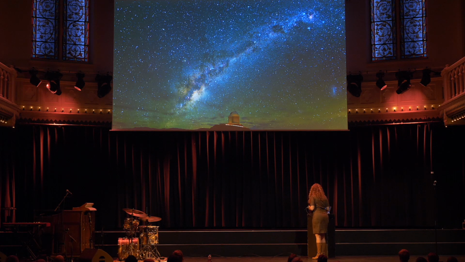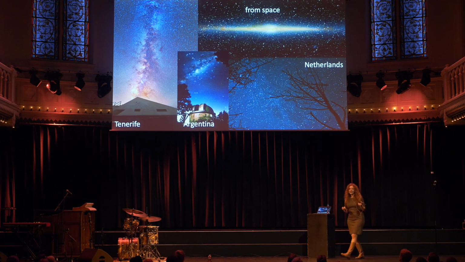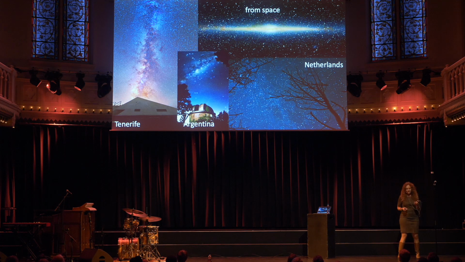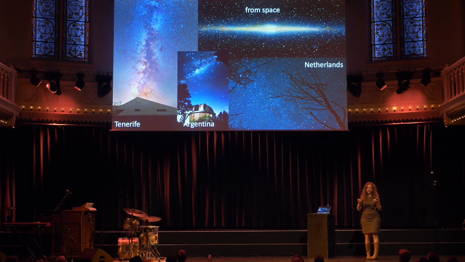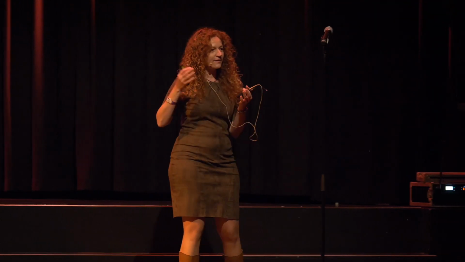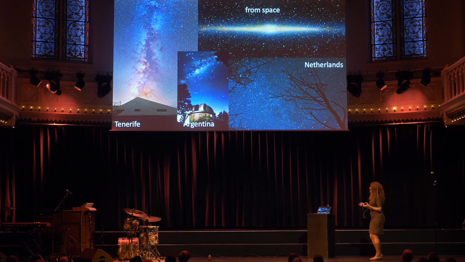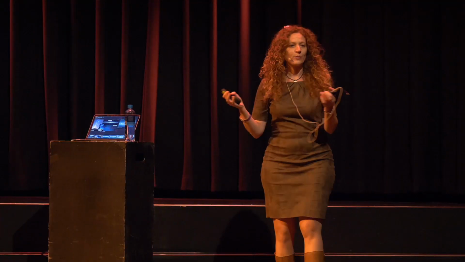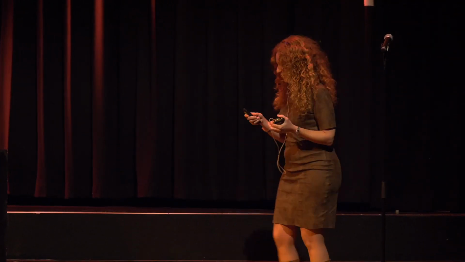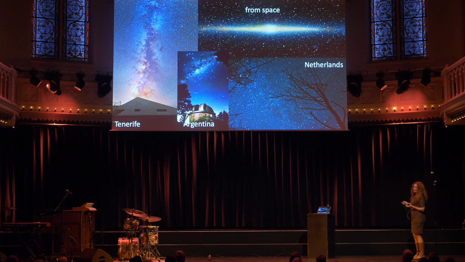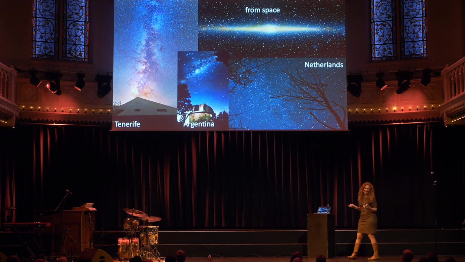So this picture was taken in Chile, but you can see the Milky Way from many different places on Earth. What we're seeing here is a picture taken on the left from Tenerife, from the Canary Islands. You can see very clearly the Milky Way as the whitish band of stars on the sky. You can see it very clearly from a satellite. That's the top picture. You can see it also in Argentina rather well. That's where I come from, so I thought I had to put a picture of Argentina there. And yes, you can also sort of see it from the Netherlands, right?